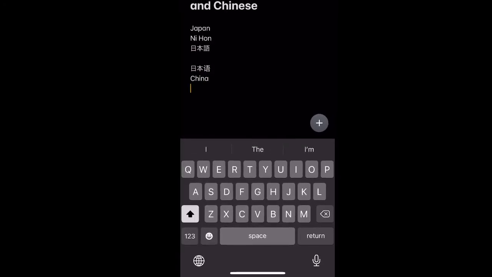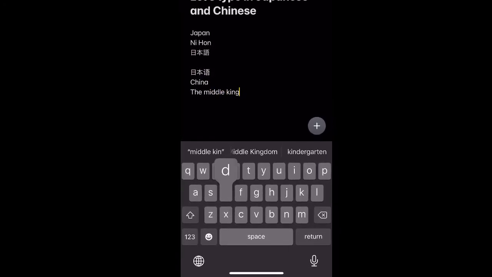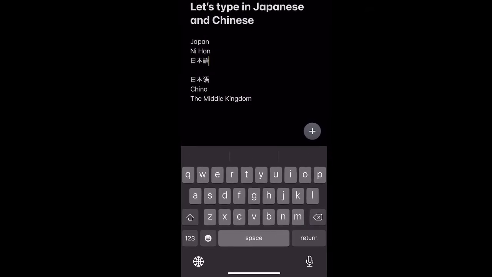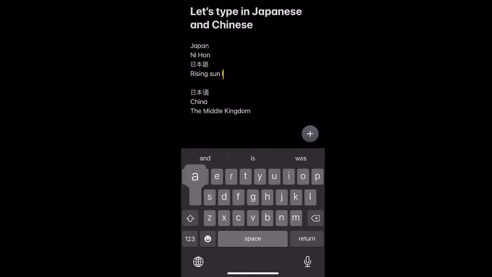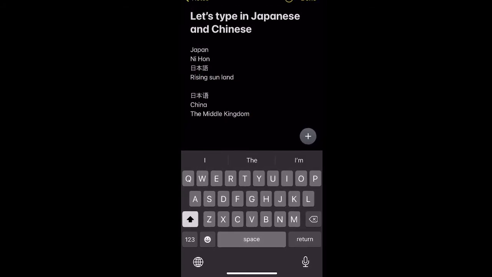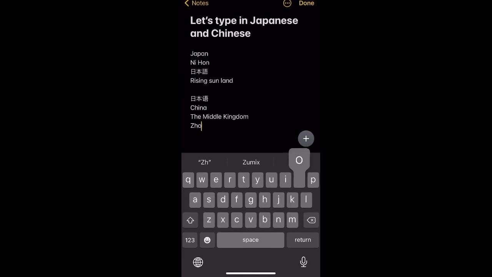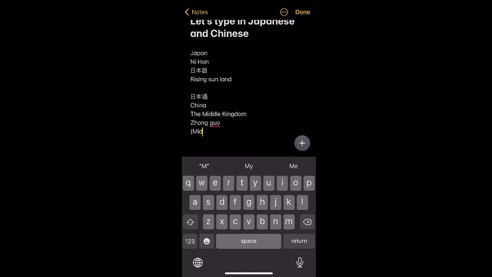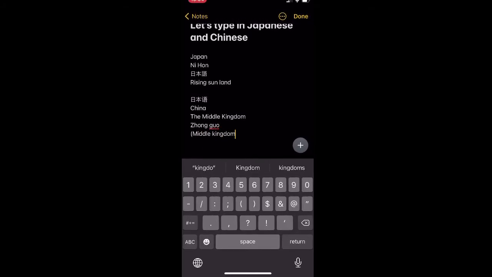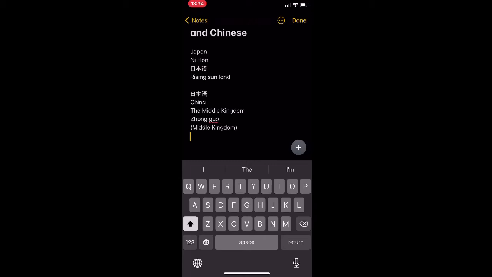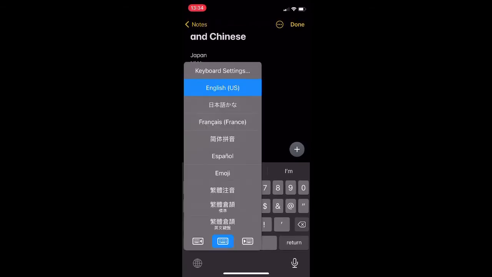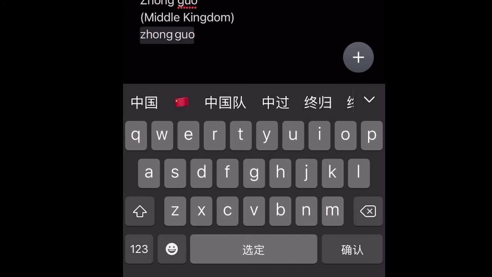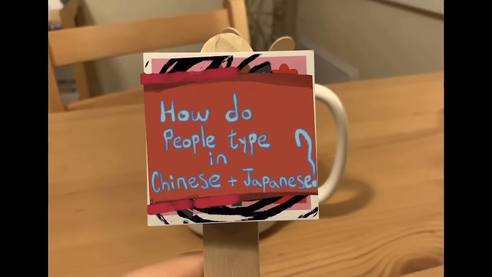Now China is actually called the Middle Kingdom. That's how they refer to themselves. So you need to write zhong, which means middle, and then guo, which is country. Japan was the land of the rising sun. So China is Zhongguo, Middle Kingdom. And if I type in zhong with a ZH, ZHONG, it shows me, and then guo, Zhongguo, and I can choose it. So there we go, that's how we type in Chinese and Japanese.